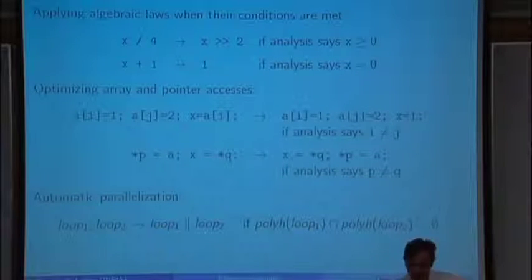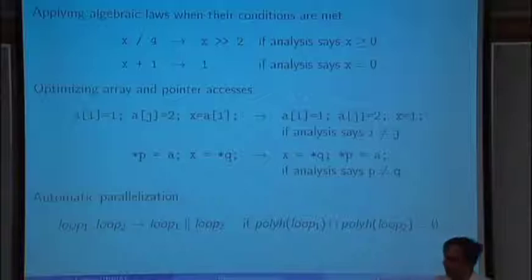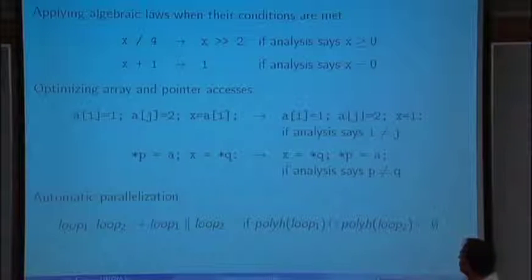And we can use the results of those static analyses for optimization, of course. For instance, to apply algebraic laws when their conditions are met. This is an example we saw yesterday, signed division by 4, which becomes an arithmetic right shift by 2. And that's only correct if the analysis can prove that x is positive. So this is constant propagation. Replace x plus 1 by 1 if you happen to know that x is 0.